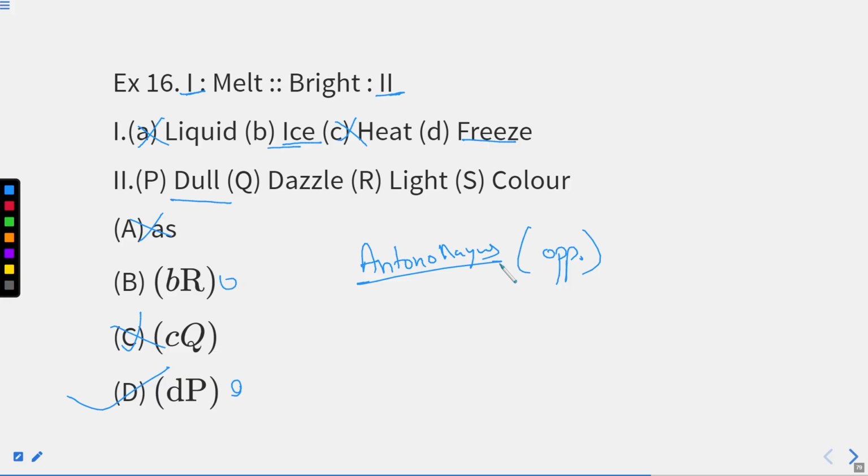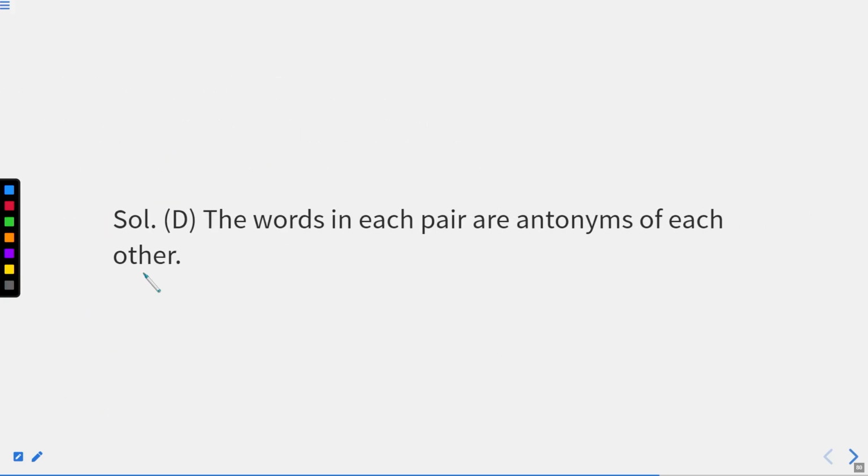They are opposite to each other. I hope this part is also clear. I hope till question number 16 you all are clear. Now, option D is your answer. We have already discussed, they are antonyms.